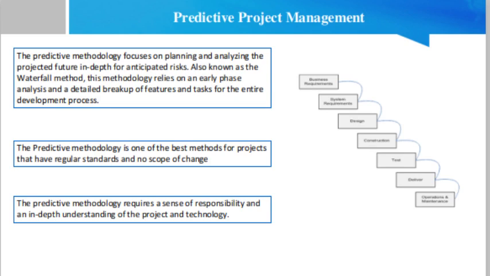Predictive project management. The predictive methodology focuses on planning and analyzing the projected future in depth for anticipated risk. Also known as the waterfall method, this methodology relies on an early phase analysis and a detailed breakup of features and tasks for the entire development process. In this traditional model, you define standard timelines to complete tasks and dependencies between tasks. This also determines the critical path and a projected completion date.